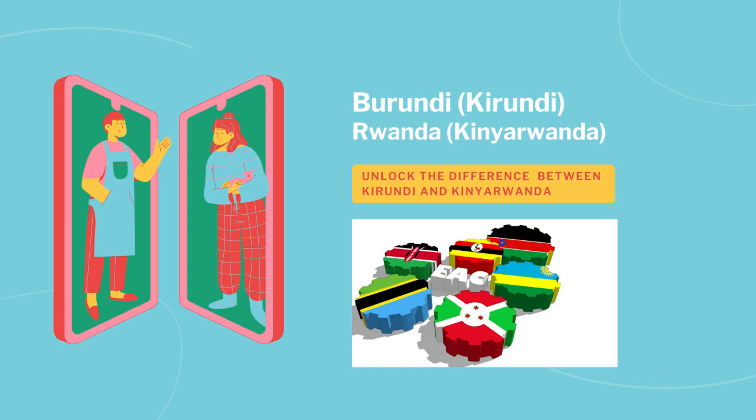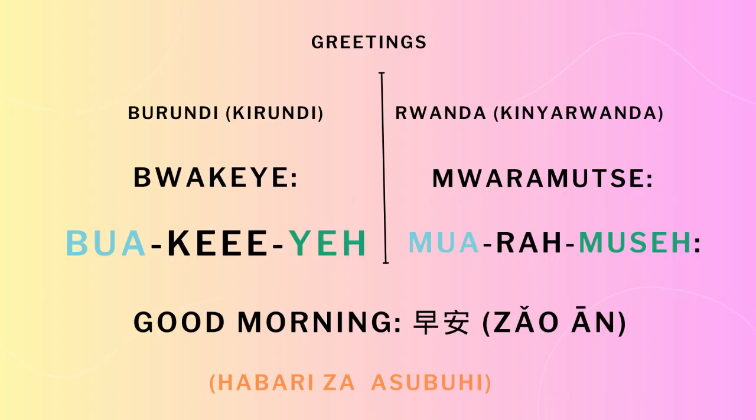Let's see how to say good morning. In Burundi, good morning is bwakeye, bwakeye. In Rwanda, they say mwaramutse, mwaramutse. In Chinese it is zao an, zao an. In Swahili it is habari za asubuhi, habari za asubuhi.